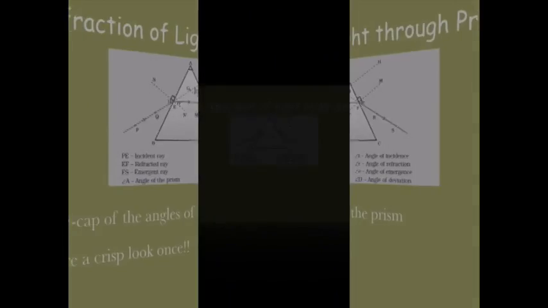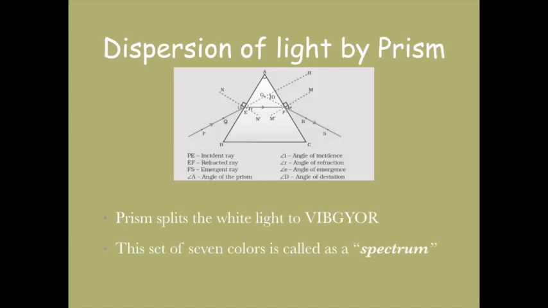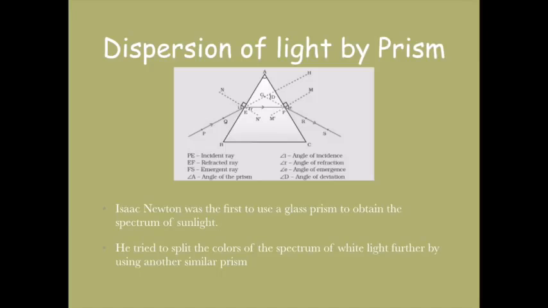Now let's study the dispersion of the white light by the prism. We all know that the prism splits the white light into its component colors, and these 7 colors are called a spectrum. Now, Isaac Newton was the first to use a glass prism to obtain a spectrum from sunlight. He tried to split the 7 colors further by using another small prism. However, he couldn't get more colors.